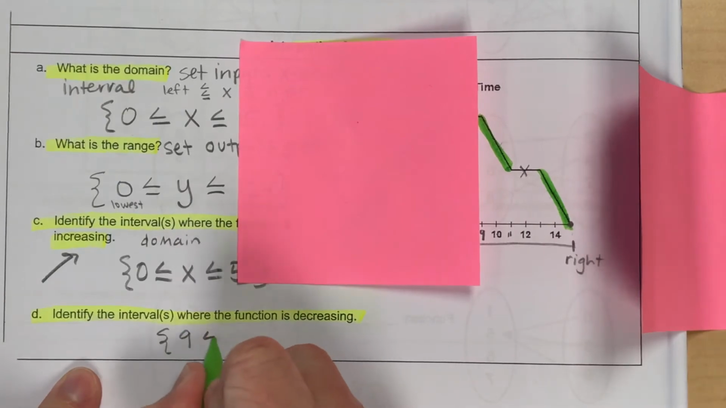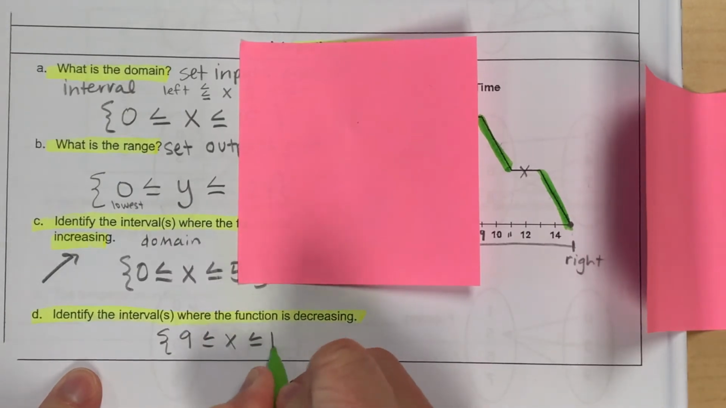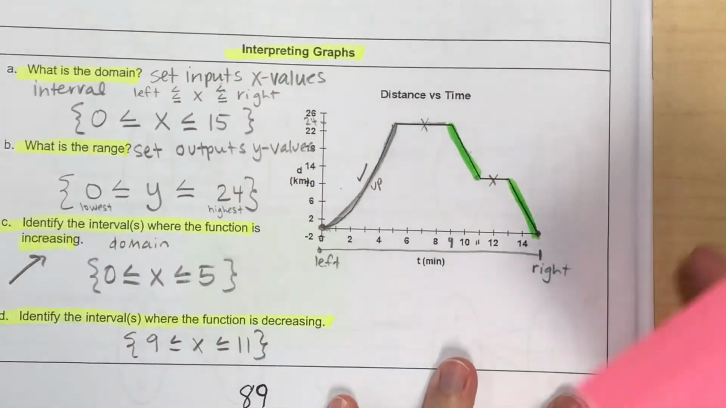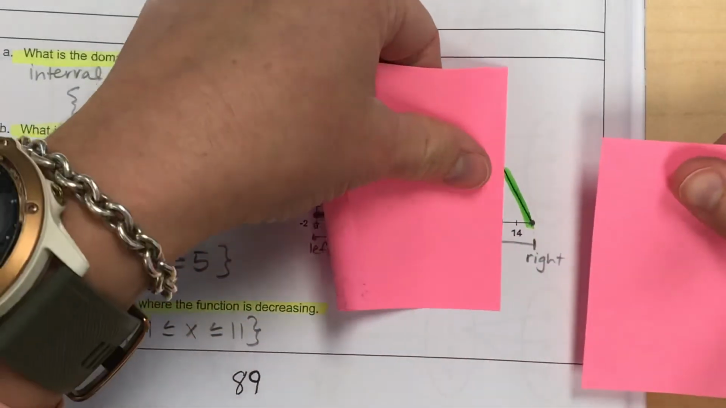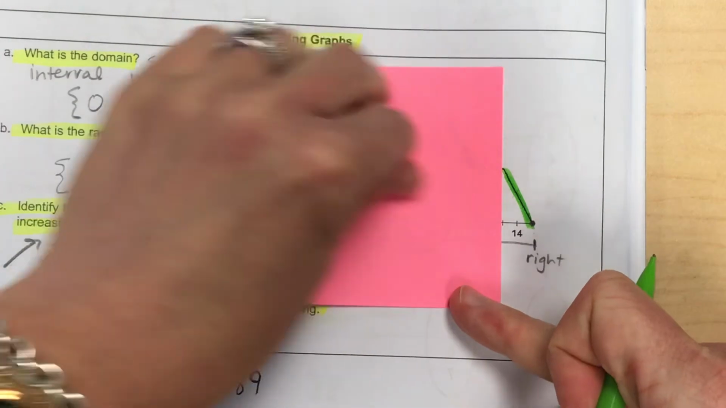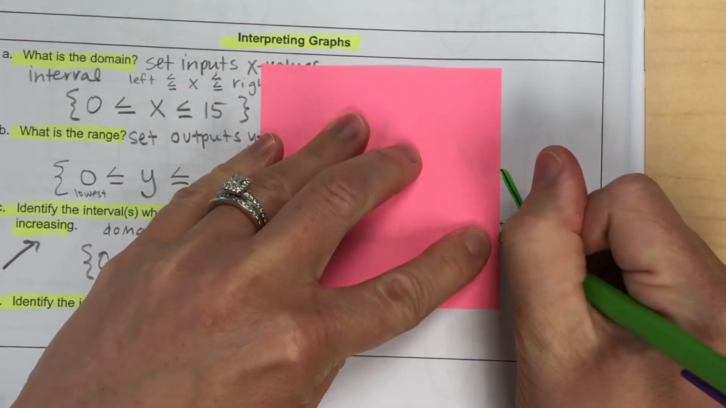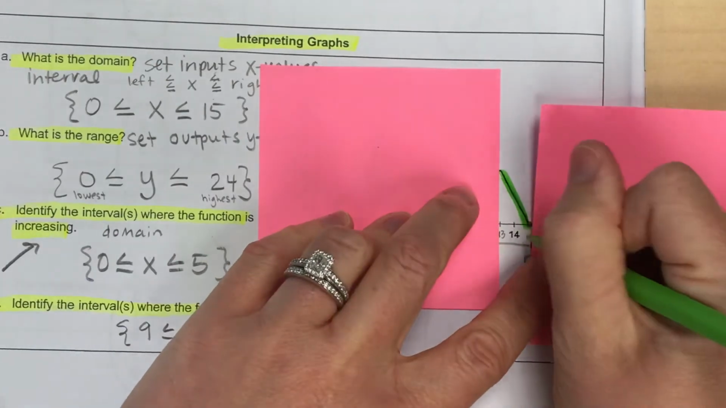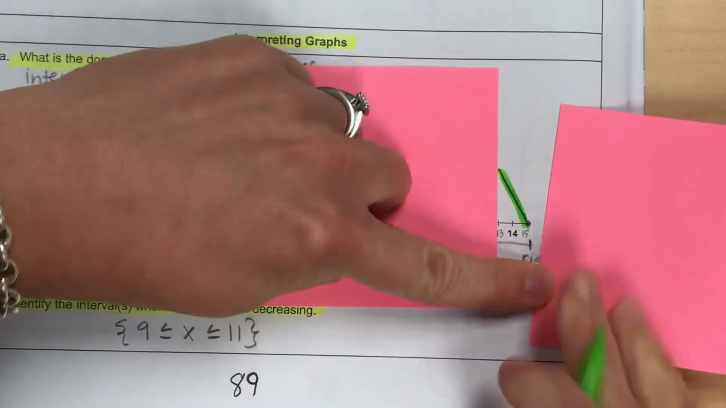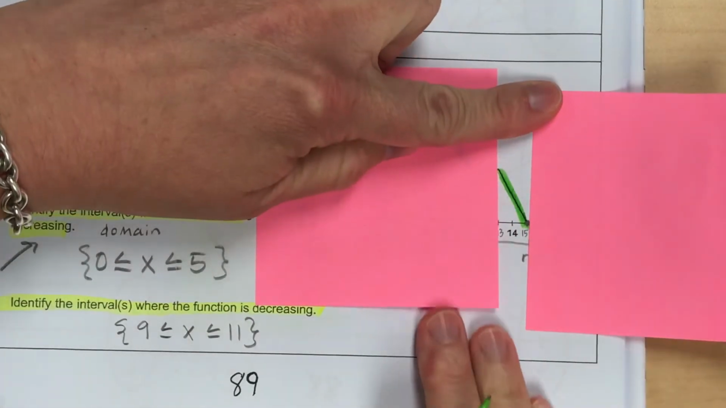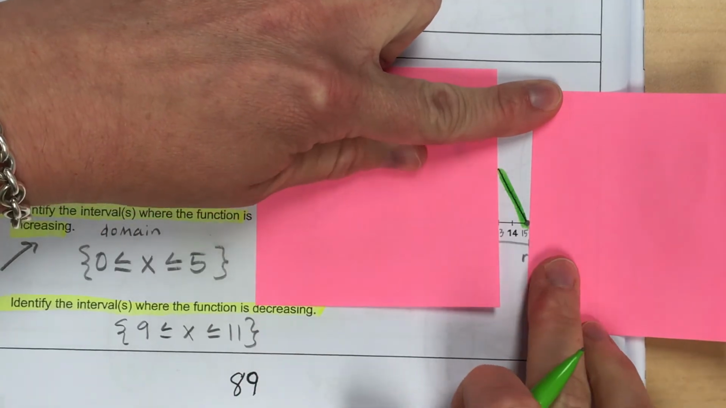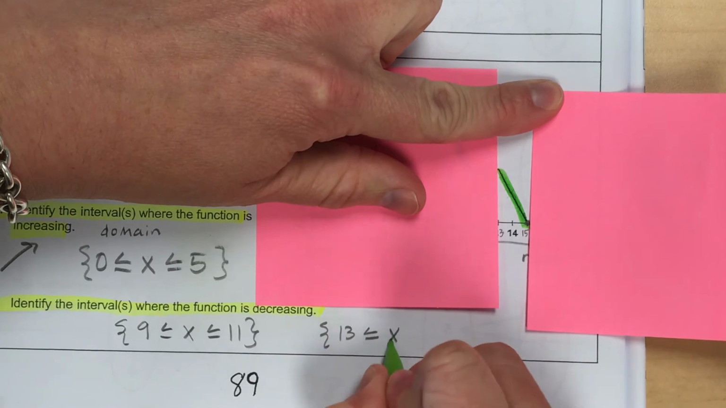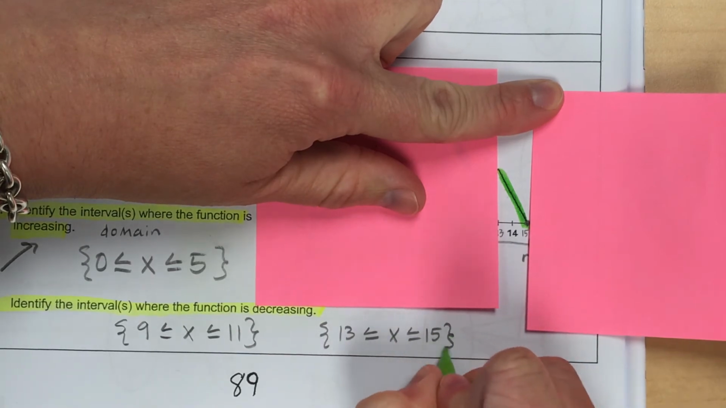So from 9 to 11, and now again it's going to go down, but more to the right here. So how far to the right? It looks like that starting place would be 13 on the x-axis and all the way to the end of the graph, which would be 15. So between those x values, the graph is going down. So from 13 to 15.